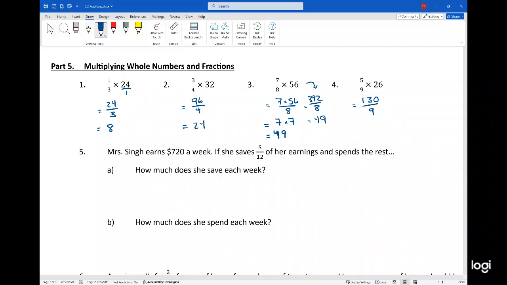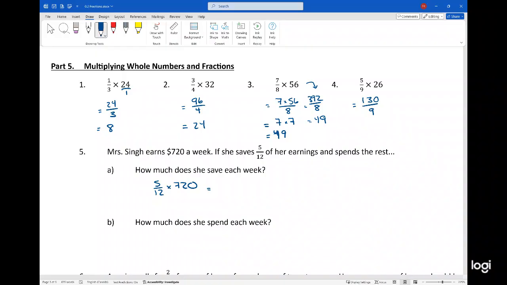Okay. Question 5. Mrs. Singh earns $720 a week. If she saves 5/12 of her earnings and spends the rest, how much does she save each week? So she gets 5/12 of $720. So that's just multiplying a fraction by a whole number.